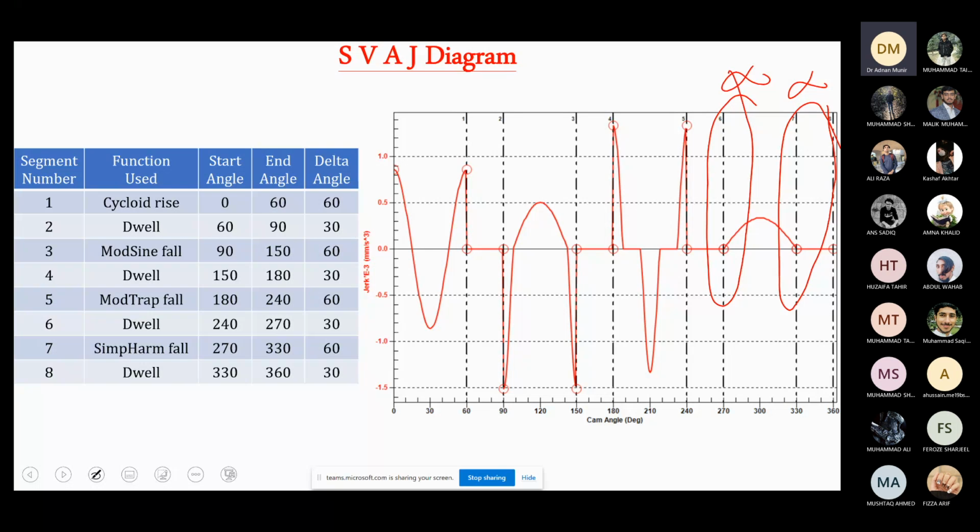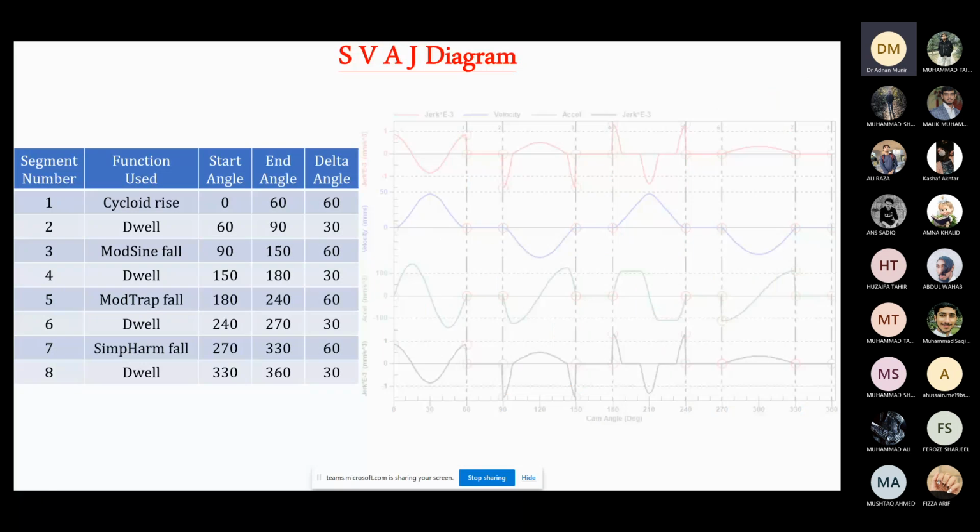So now this is called SVAJ diagram. We have already discussed some of the points that are useful in designing a good cam follower. One, there should not be any discontinuity in the SVAJ when we design a cam. Two, there should not be any points where we have infinite values of these parameters. Number three, the peak values of the displacement, velocity, acceleration should not be very high. So these are the three parameters that we already saw from this design. We'll be discussing them later on also.